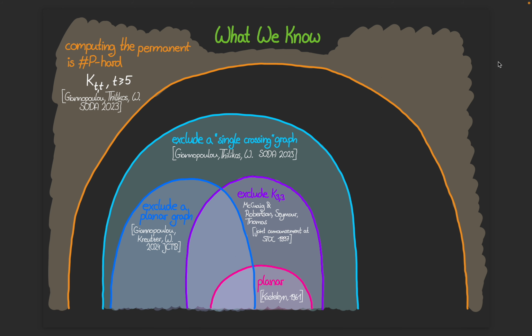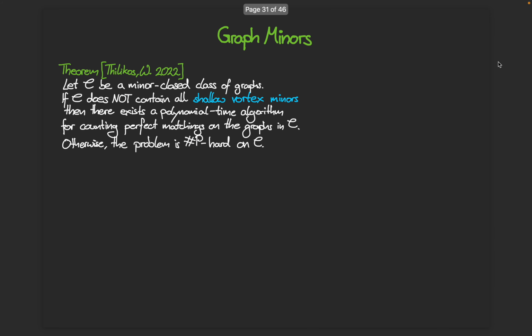In the same paper, we also proved that there is a limit to what we can do. So in particular, if you exclude K55 as a matching minor, then the resulting class of matrices still yields a class where computing the permanent is sharply hard. So there is some sort of limit, but you can see there's a gap in between. And the main question now is how can we fill the gap? For this, let's first look at graph minors, because there is a very similar thing going on. And here we found a full solution. This was published at FOCS 2 years ago, Fluck and myself.